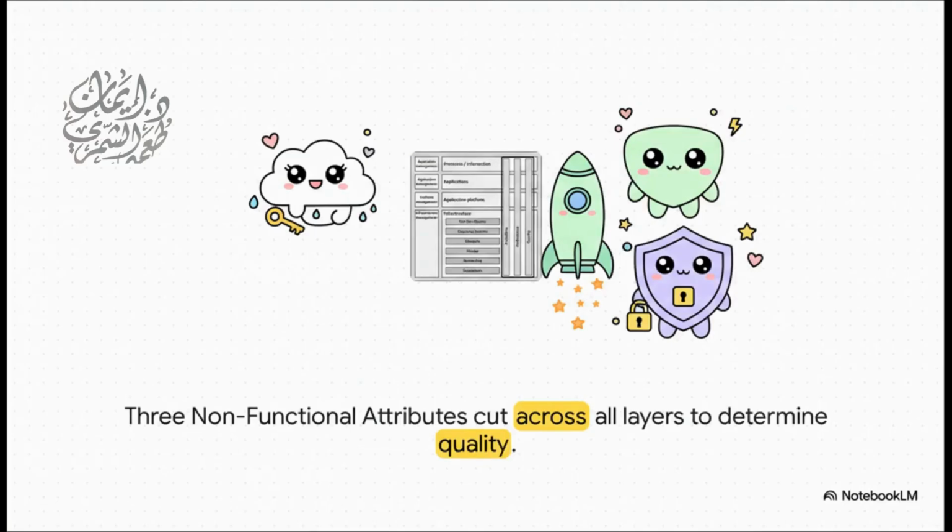Take a look at the right side of our model. You see those 3 vertical bars? These represent what we call non-functional attributes. Basically, they aren't about what the system does, but how well it does it. And they are availability, performance, and security.